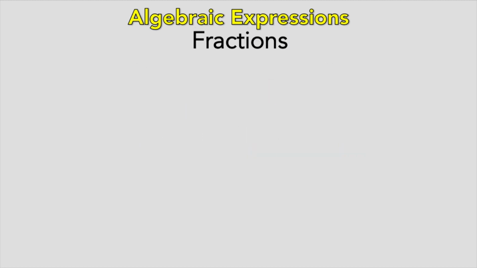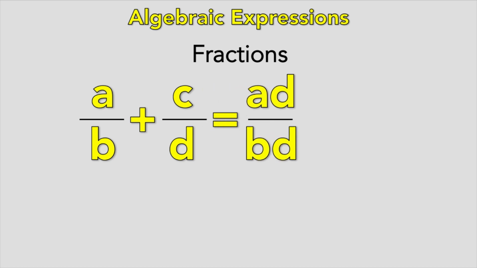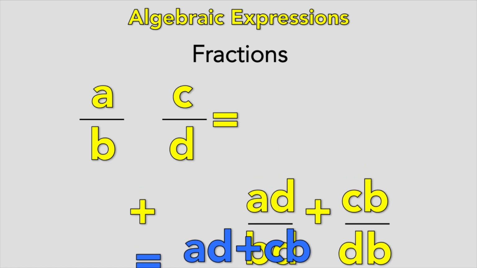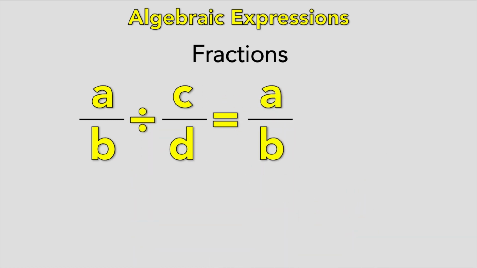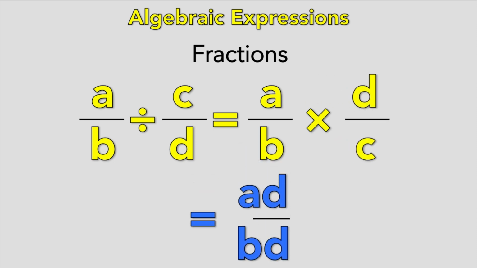On to fractions quickly. As you've been doing this for over 5 years, we're going to do this very quickly. To add them, you make the denominators the same, and then you just add the top. To multiply, just multiply them. To divide, just multiply by the reciprocal, or 1 over your fraction. It's all very easy.